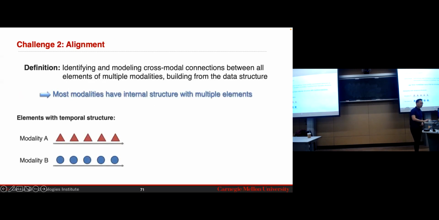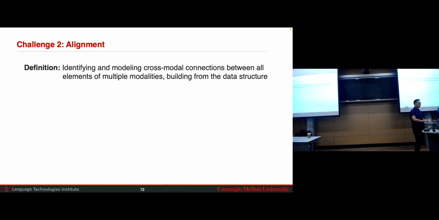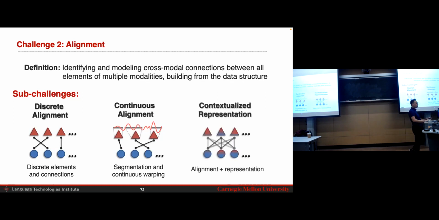We also looked at alignment. Instead of just dealing with single local elements as in fusion, now we want to look at all elements across the entire modalities. Alignment is all about taking advantage of the internal structure across these elements: the spatial structure between the elements in images and the hierarchical structure between the elements in language. For alignment, we saw that if they're discrete in nature, you can learn these discrete connections. If they're continuous, you have to do the additional step of segmenting or warping your representation space. And finally, how do you take advantage of these alignments between modality elements to learn better representations.